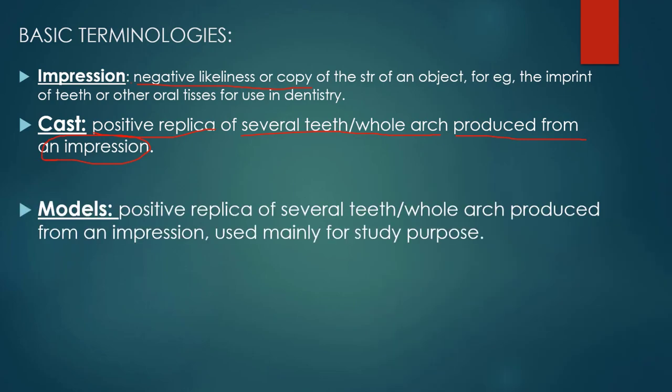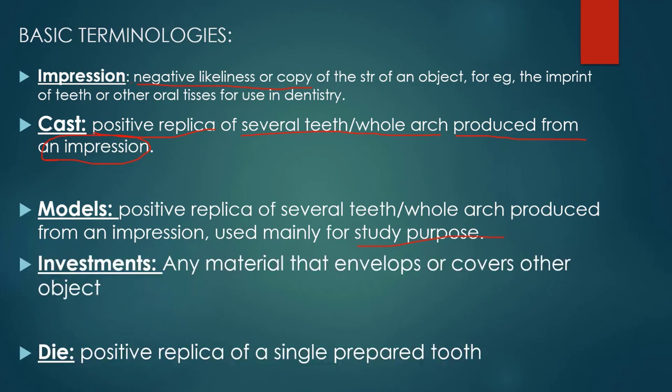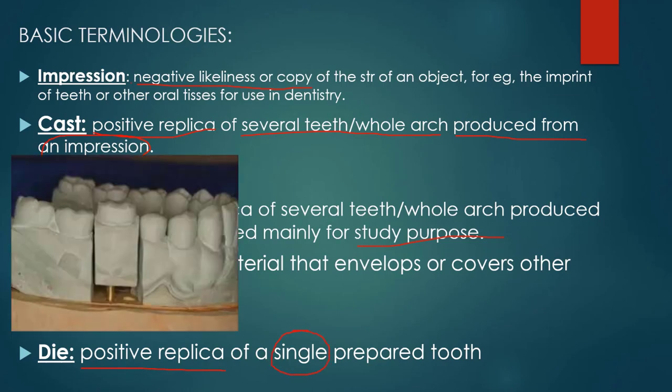Similarly, if we wish to replicate a single tooth, we take the impression of a single tooth and produce a die by pouring plaster in the same way as I had explained above. So a die is the positive replica of a single tooth rather than the whole arch or the oral tissues.